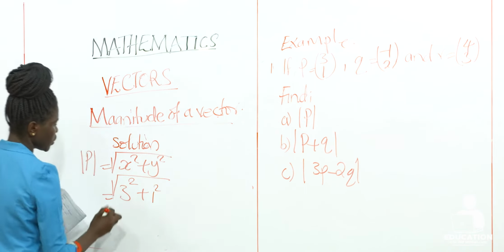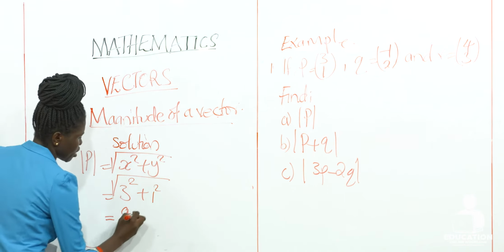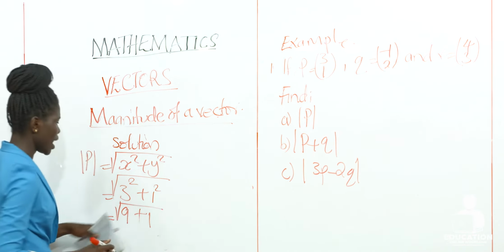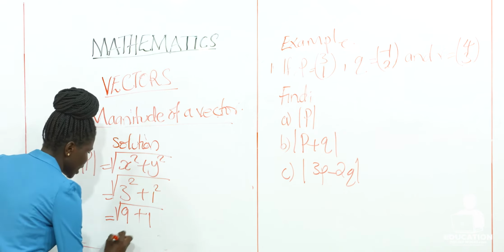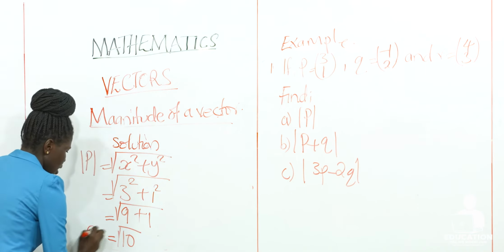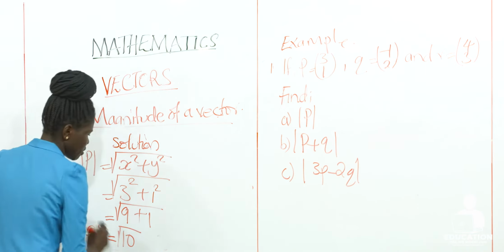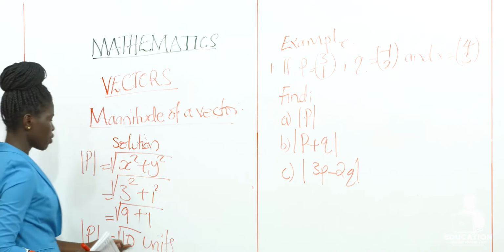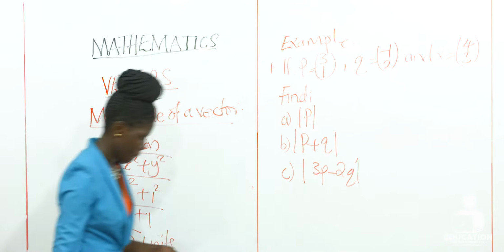So we shall continue. 3 squared is 9, and 1 squared is 1, and a root. When you add 9 plus 1, you'll get 10, and a root. So simply we are saying our value for the length of P is root 10 units.